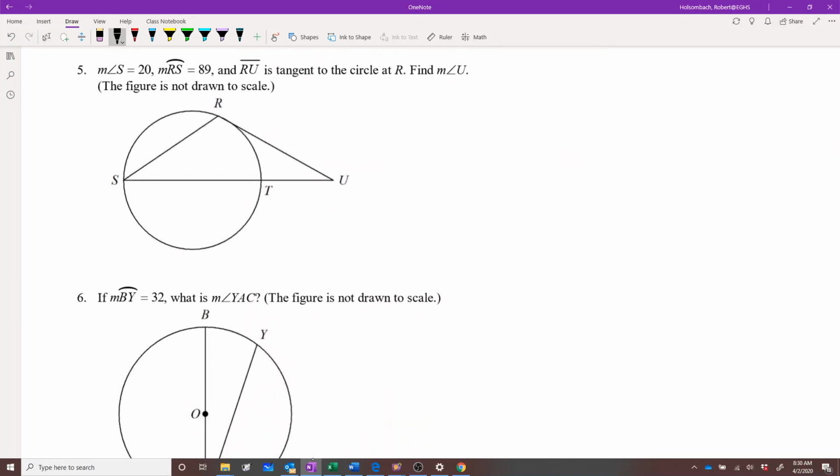Number 5, the measure of angle S is 20 degrees. So keep in mind this 20-degree angle right here, this is an inscribed angle, which makes its intercepted arc from R to T 40 degrees. The measure of arc RS is 89, so from R around to S is 89 degrees. RU is tangent to the circle at R. Find the measure of angle U. So we need this angle measure right out here.